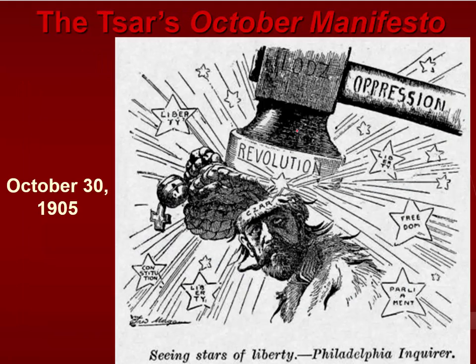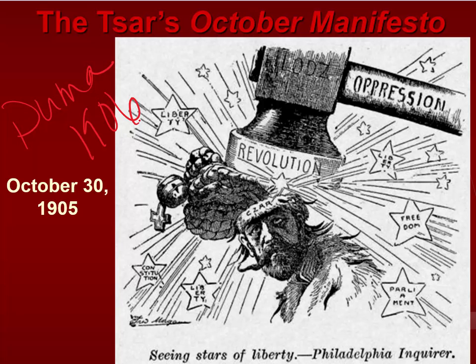So on October 30th, 1905, he issues something called the October Manifesto. And what this does is he grants a constitutional government. So in 1906, there was to be an election for a group called the Duma. And the Duma was going to be Russia's first legislature.